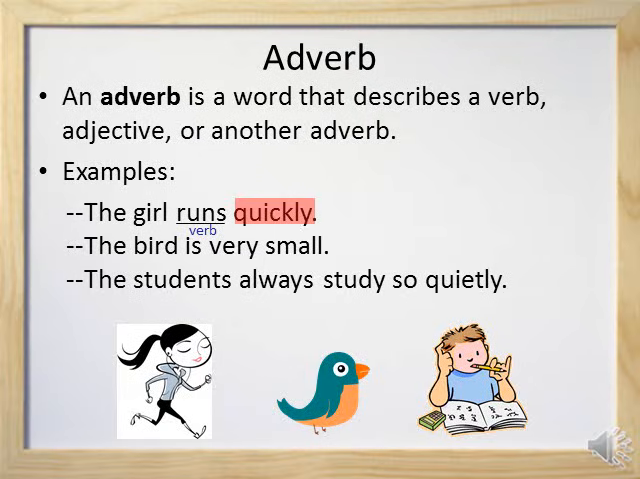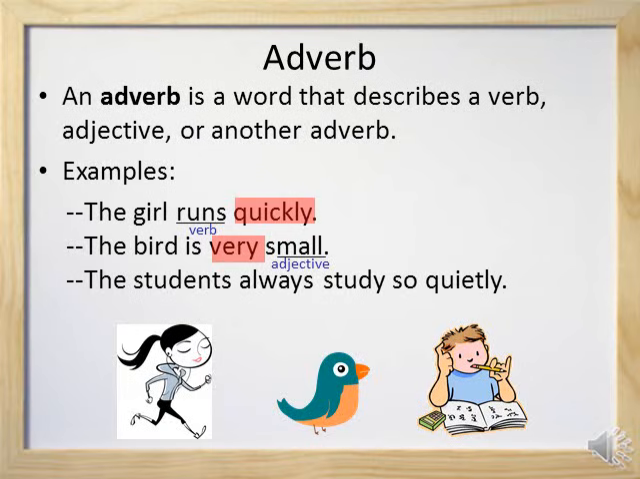Next, the bird is very small. This sentence has an example of an adverb that describes an adjective. Do you see an adjective in this sentence? Small is an adjective. It describes the noun bird. But there's an adverb that describes small. It tells us how small. Do you see that word? Very. Very is an adverb because it describes the adjective small.